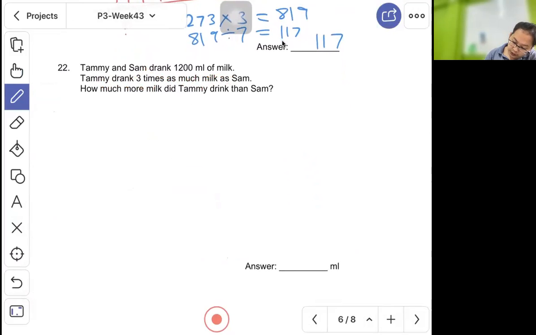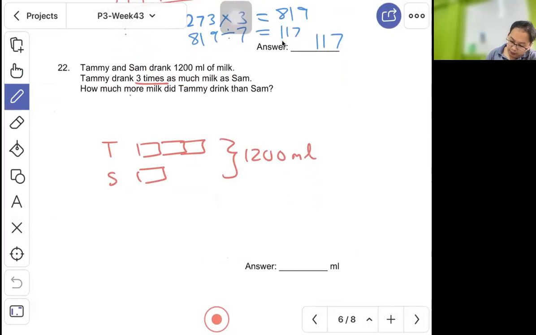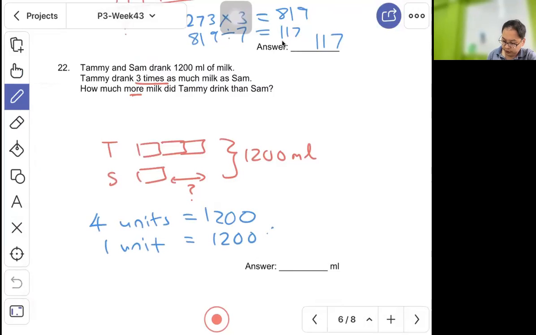So here, Tammy 3 times. Sam one time, one unit. Total 1,200 milliliters. So they want to find how much more, which you can see in the model is 2 units more. So first we find 4 units is 1,200. Then you find 1 unit, take 1,200 divided by 4, 300. And 2 units will be 300 times 2, 600. Answer is 600.